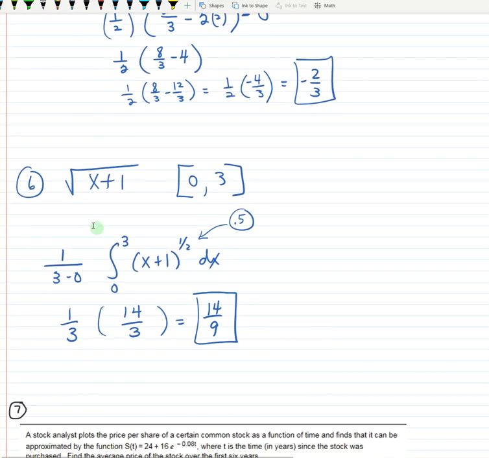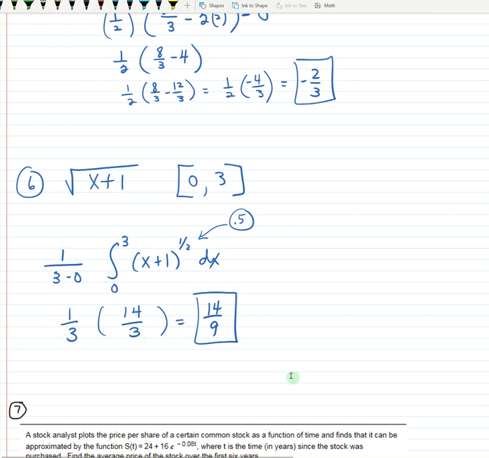This one, same idea, square root of x plus 1 from 0 to 3, so that's 1 over 3 minus 0, from 0 to 3. This is to the 1/2 power because that's what a radical is. I would use 0.5 if you're putting it in Math 9. And you should ultimately get 14 over 9 when you multiply the 1/3 there.